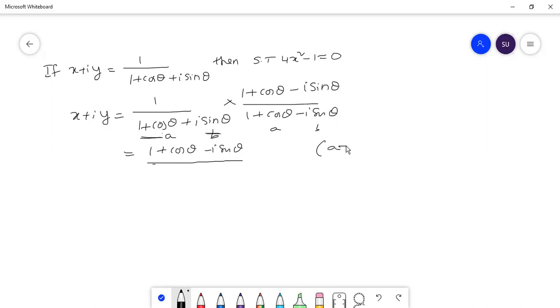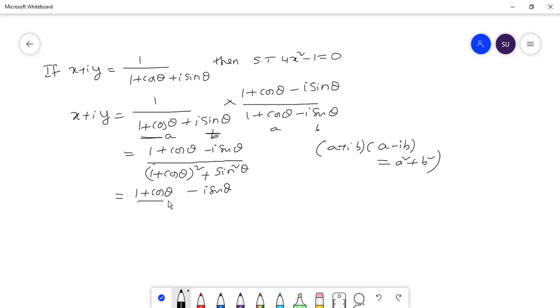So we know that (a plus ib) into (a minus ib) is nothing but a square plus b square. So (1 plus cos theta) whole square plus sin square theta. Now we can expand it: (1 plus cos theta minus i sin theta) divided by 1 plus cos square theta plus 2 cos theta, plus sin square theta, right?